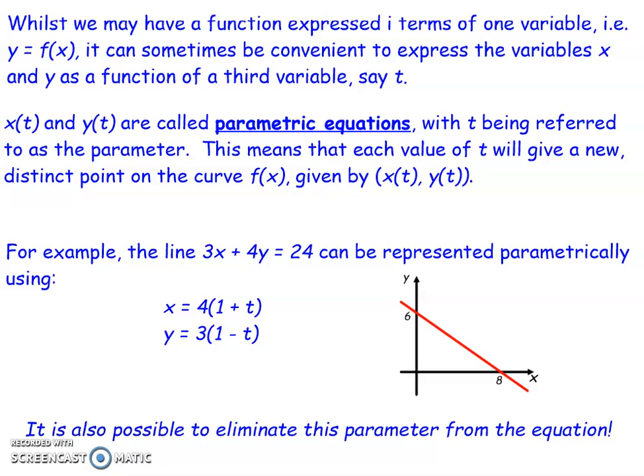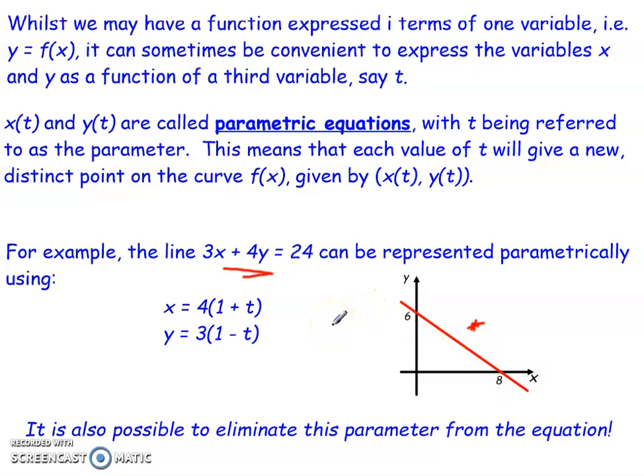What I mean by this is, if we take the example of the equation 3x plus 4y equals 24, so the straight line represented by that, which is given in this diagram here, we can represent that parametrically using x equals 4(1 plus t), y equals 3(1 minus t). So if I was to pick any value of t, I could substitute it into here and I'd get a distinct x and a distinct y such that I could represent this line using those values.